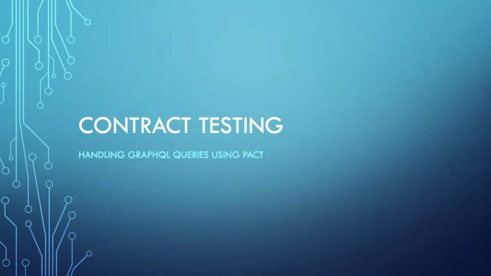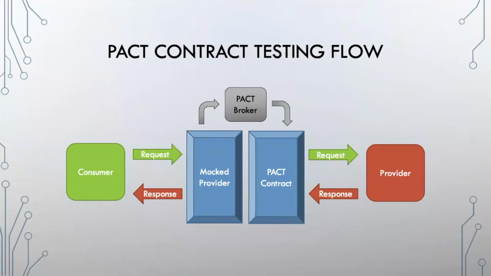Today's going to be a continuation of our previous video on contract testing. Today we're going to focus on how we handle GraphQL queries using PACT. In our previous video, we set up PACT using a regular REST request. And today we're going to focus on how we would handle GraphQL queries using PACT because it's handled a little bit differently. So in our previous video, we went through the PACT contract testing workflow.